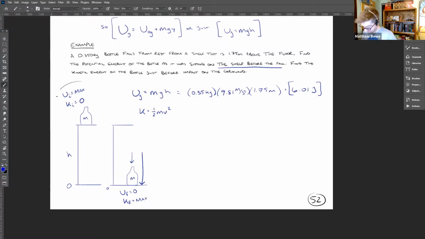So we have this shift. Look at these two situations. We have maximum potential up here, 0 kinetic. We have 0 potential and maximum kinetic down here. This is something we could assume. So let me finish this question by saying, within the system, there is no loss of energy.